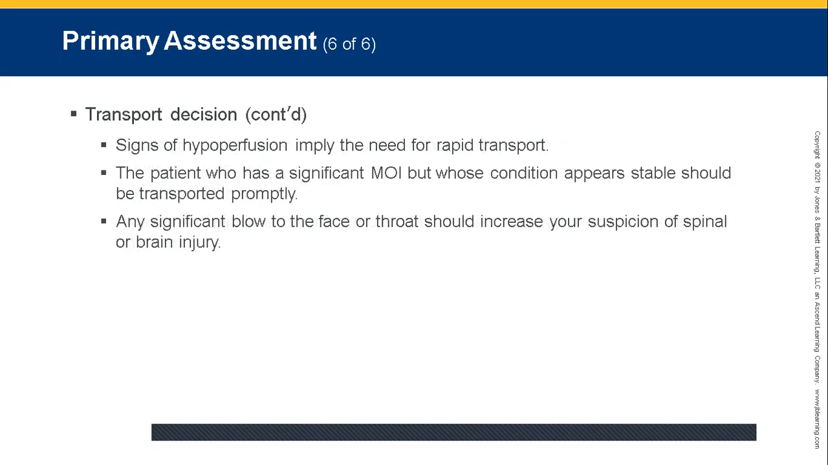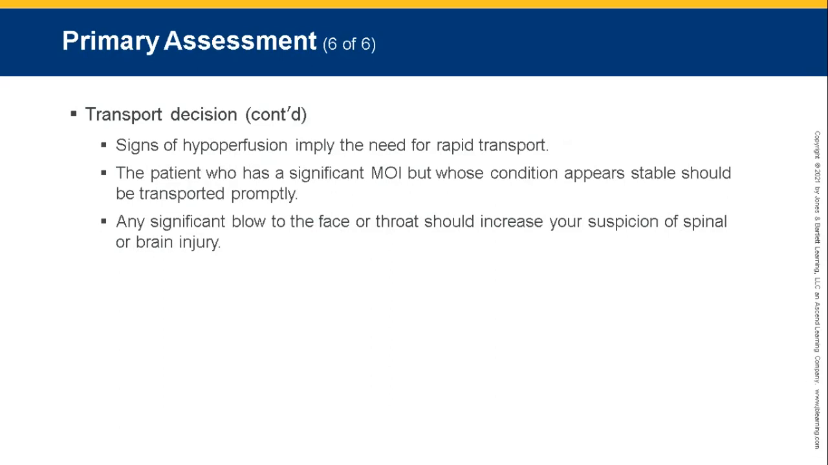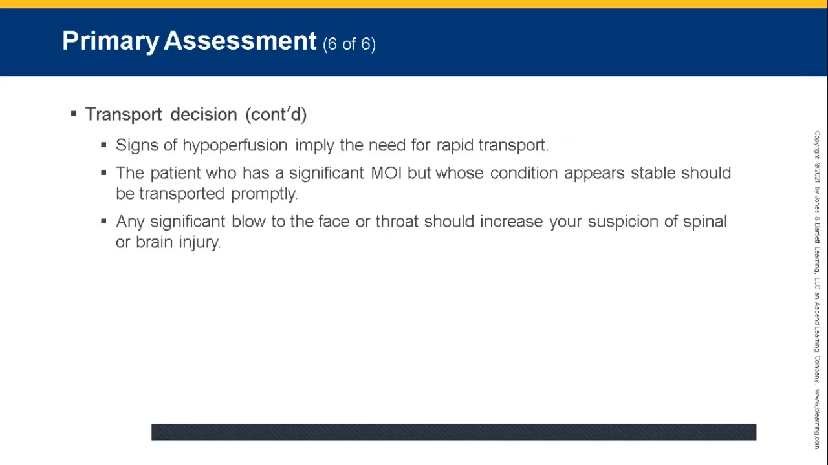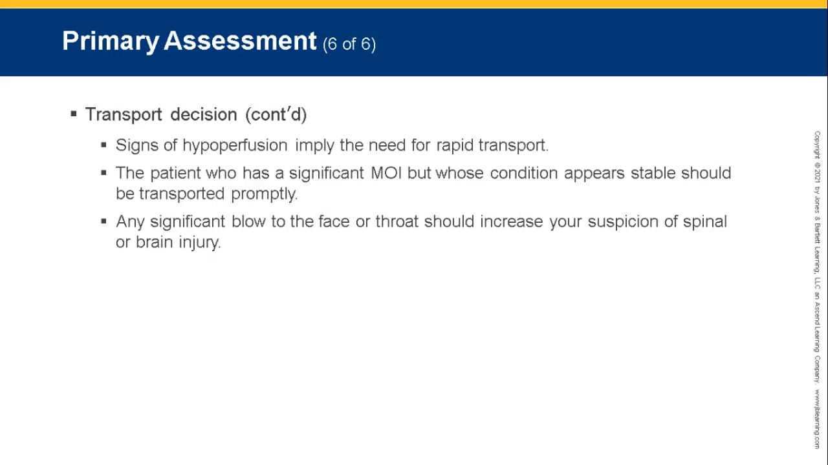Signs of hypoperfusion imply the need for rapid transport. So if they're showing signs of shock, rapid transport is a must. The patient who has a significant MOI, but whose condition appears stable, should be transported promptly. Like the burn patient, the MOI was significant, but the patient appeared stable. The patient requires rapid transport. Any significant blow to the face or throat should increase your suspicion of spinal or brain injury.